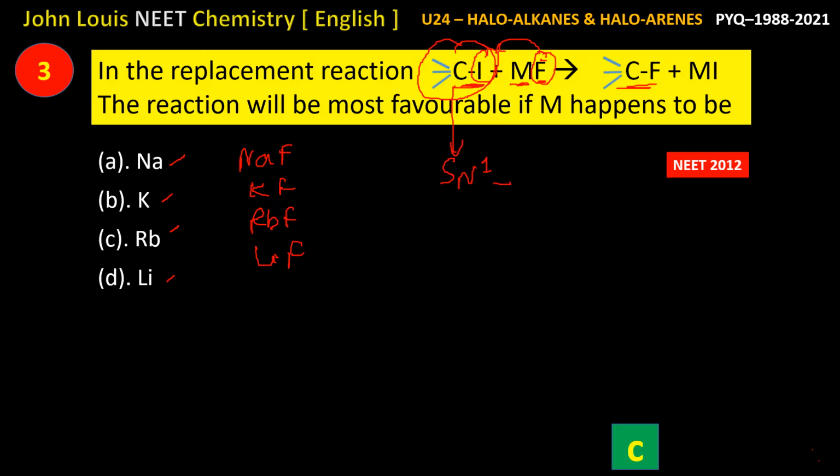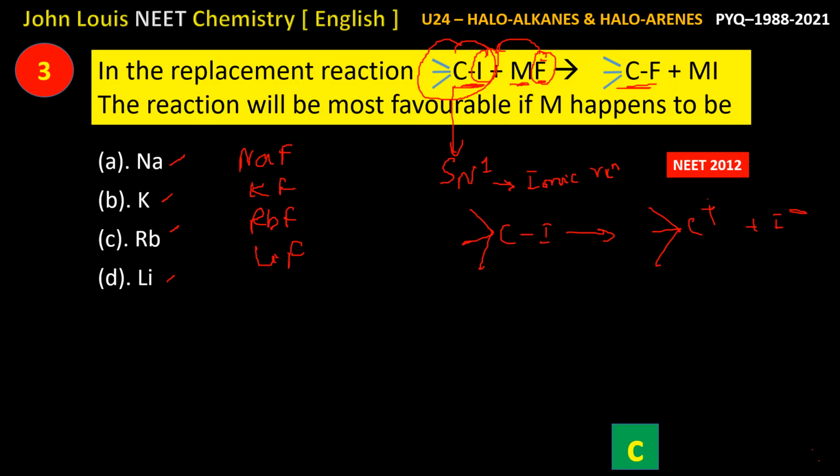That means what? SN1 reaction is an ionic reaction. It forms a carbocation. See here, this decomposes to what? The intermediate compound is carbocation plus iodide minus. Therefore, the more ionic, the better. The MF bond should be ionic, because this is an ionic reaction. The MF should be an ionic compound.